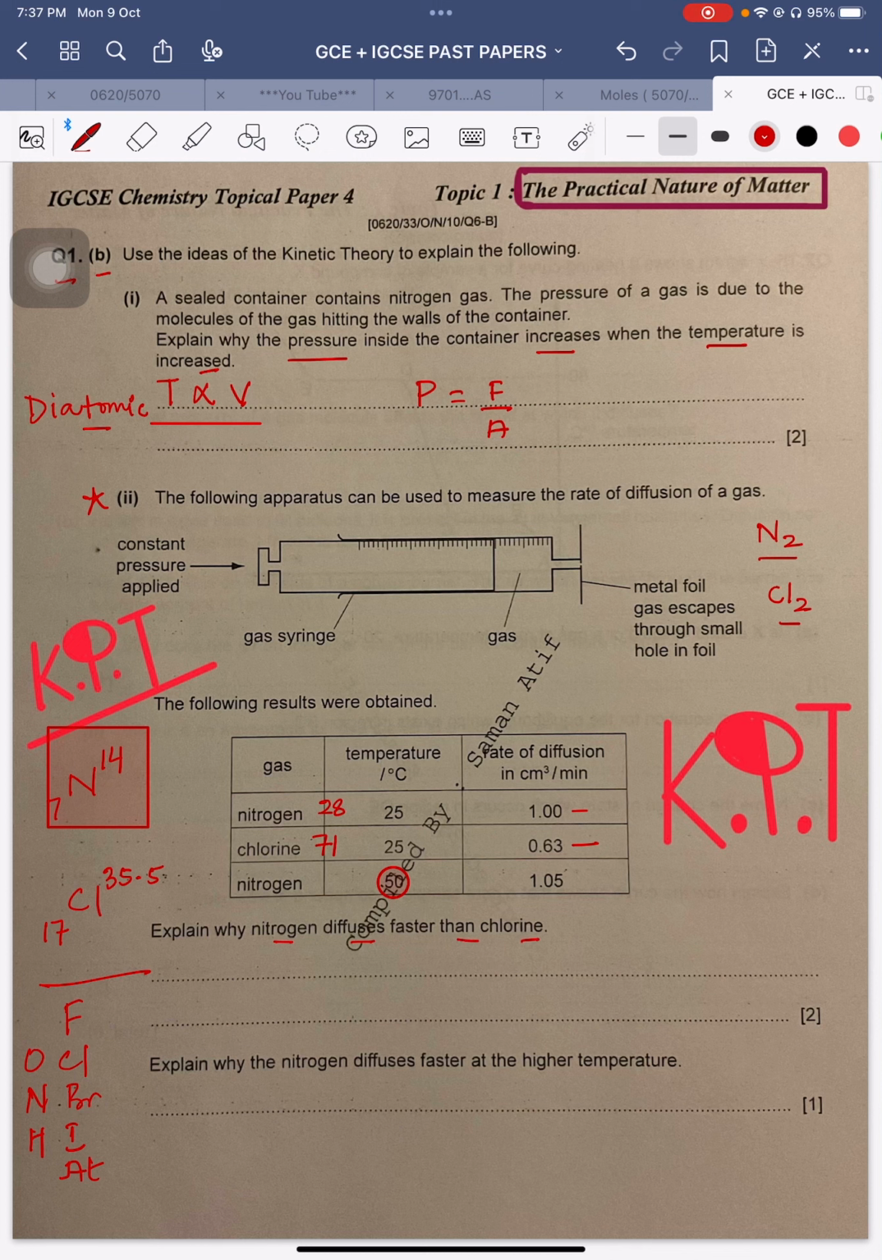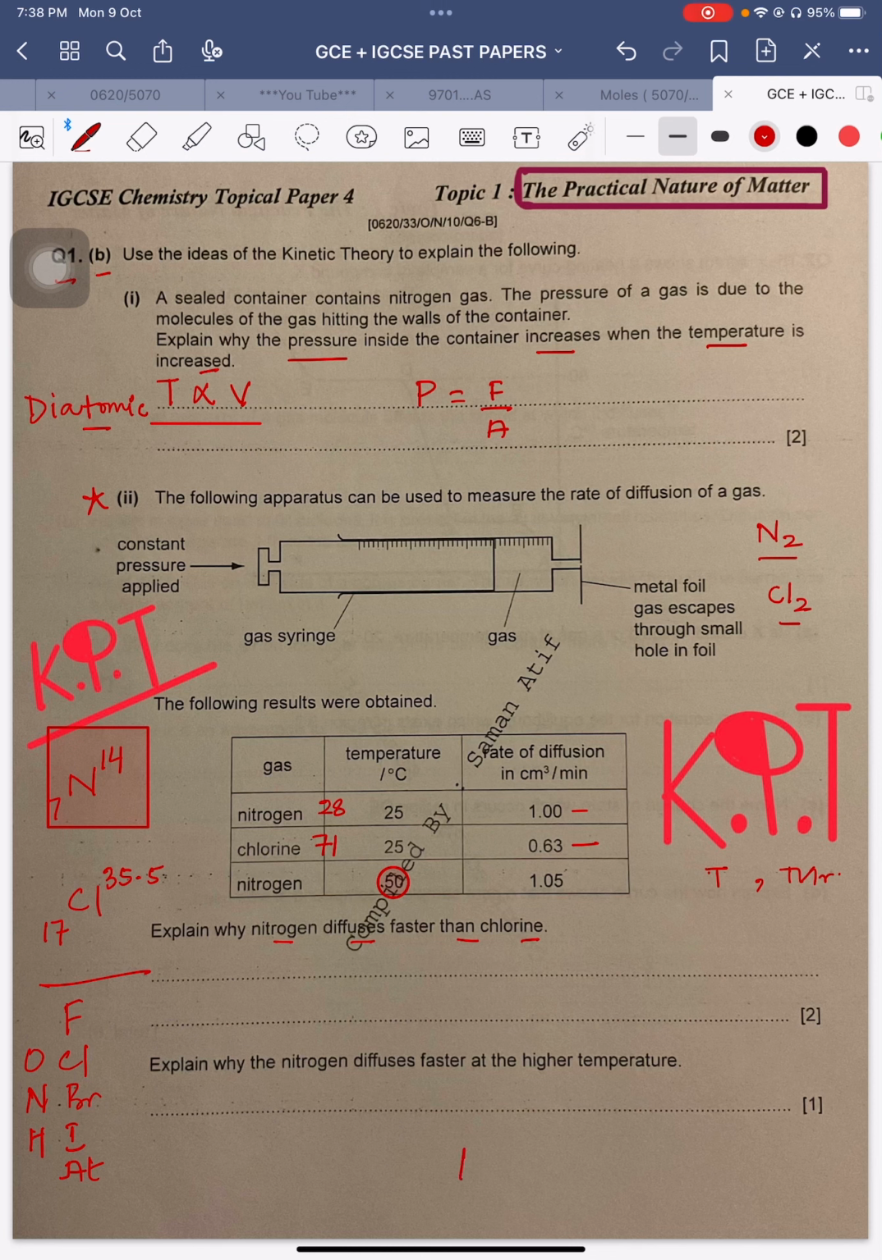Explain why nitrogen diffuses faster than chlorine. What is the answer? We have discussed this in the case of diffusion. When I taught you diffusion earlier, I told you that diffusion is based upon two factors. One of them is temperature, whereas the other is relative molecular mass. Mr stands for relative molecular mass. What is the meaning of relative molecular mass? It is a compared value. Carbon is taken as the standard: 1/12 of carbon-12.